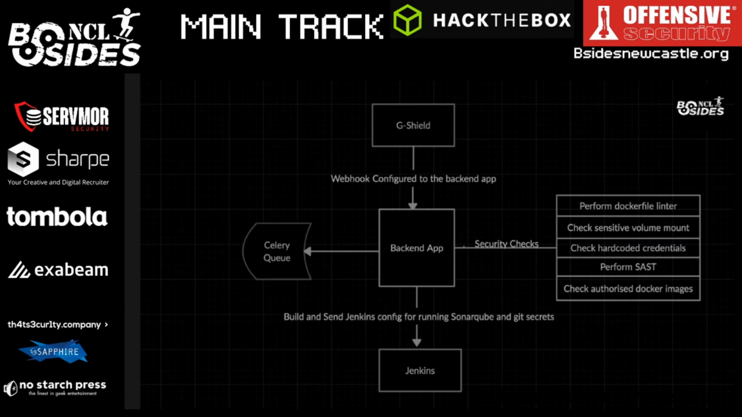There's a backend app, which is our core backend application, running and performing various kinds of security checks. This backend app is also integrated with Jenkins to pull various CI/CD pipelines, and it also has a Celery queue, so if multiple PRs are coming in, it will pull from the Celery queue in parallel to process them. I will come back to this architecture to explain exactly how it happens.